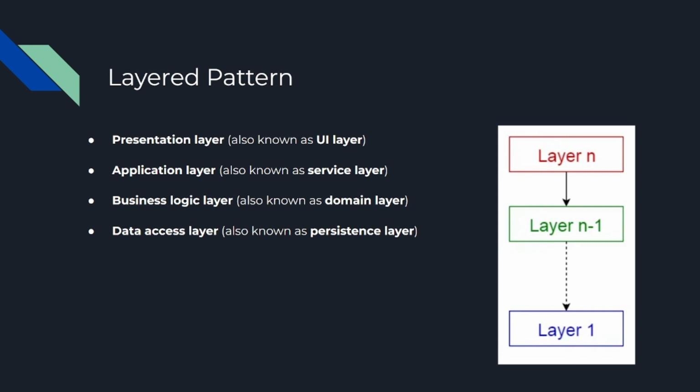Alright, let's move towards the first pattern, layered pattern. This pattern can be used to structure programs that can be decomposed into groups of subtasks, each of which is at a particular level of abstraction. Each layer provides services to the next higher level. The 4 most commonly found layers of a general information system are as follows: presentation layer, also known as UI layer; application layer, also known as service layer; business logic layer, also known as domain layer; data access layer, also known as persistence layer.